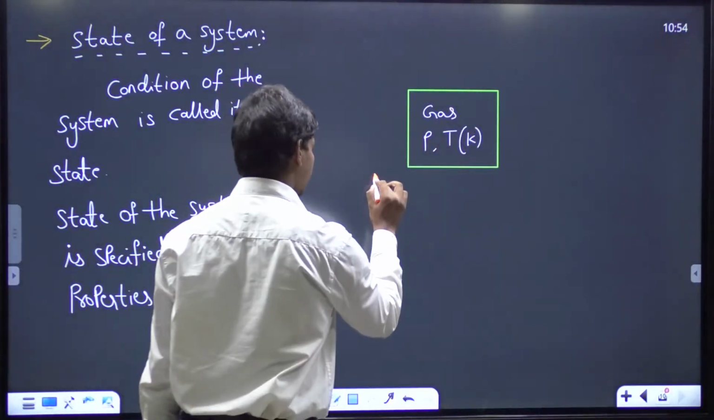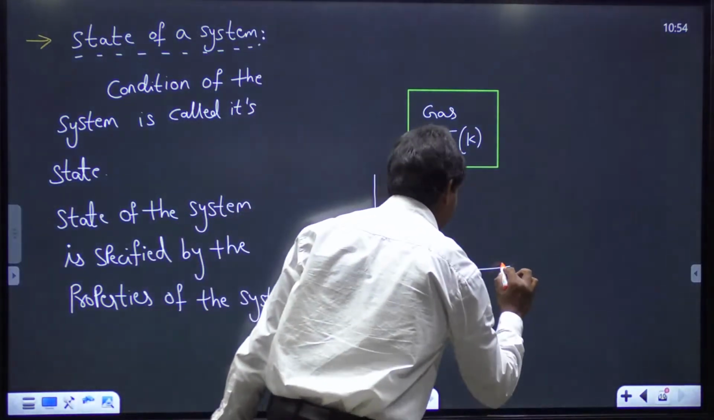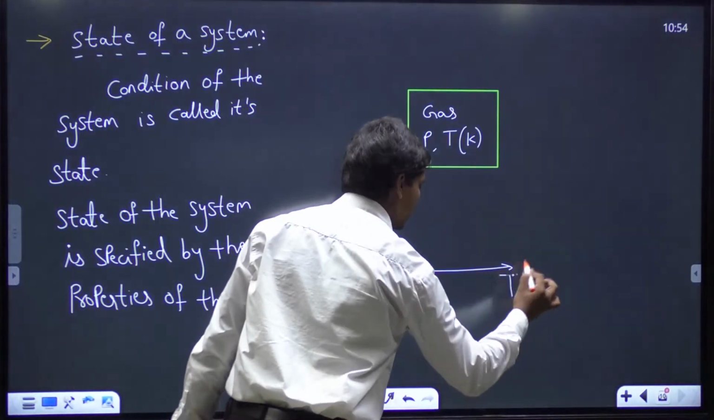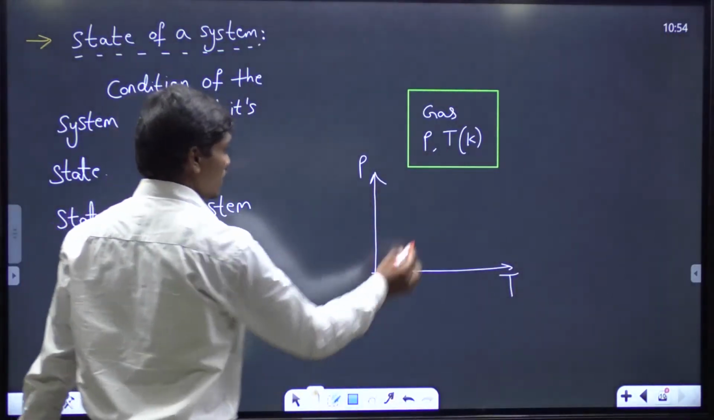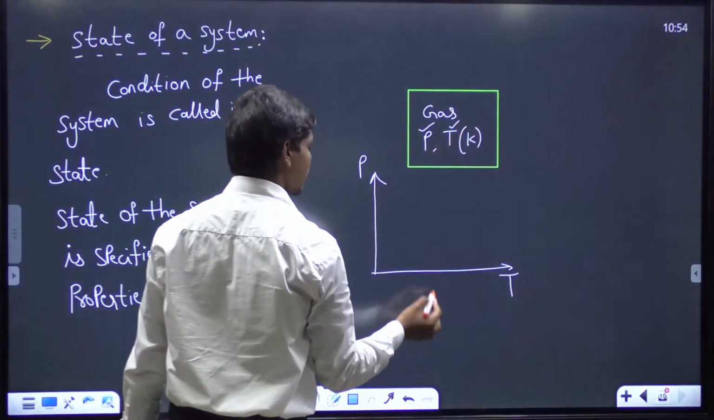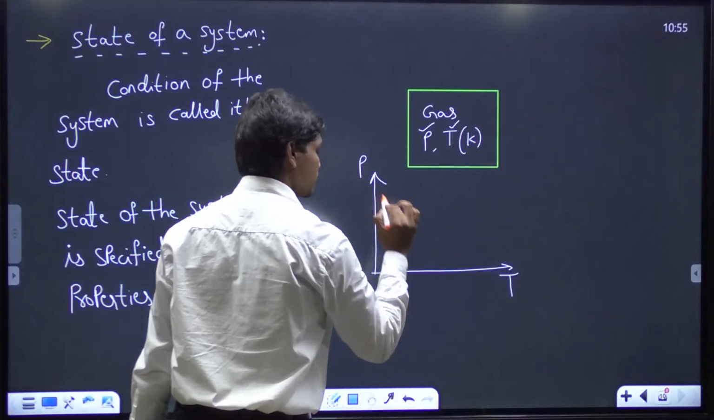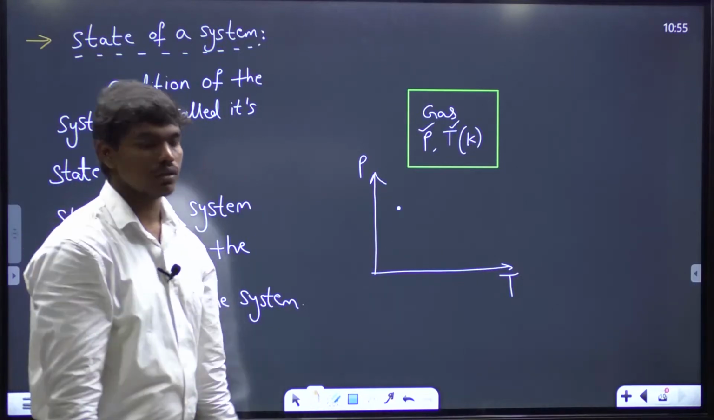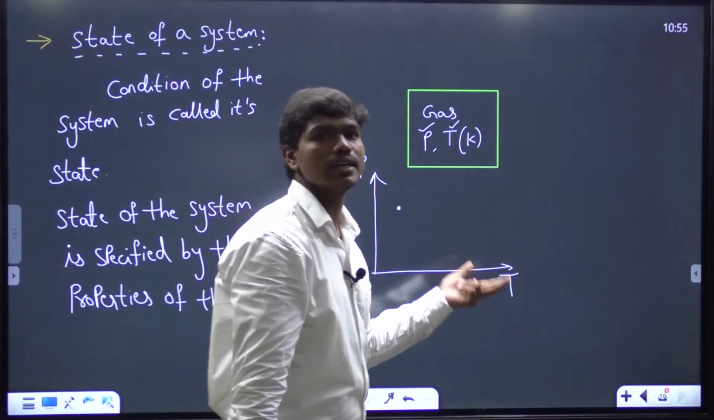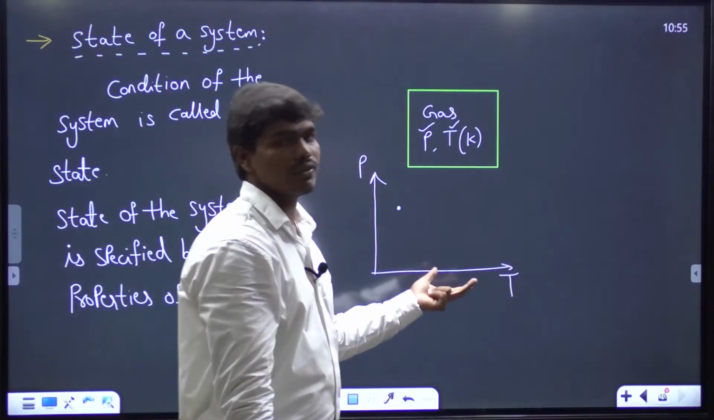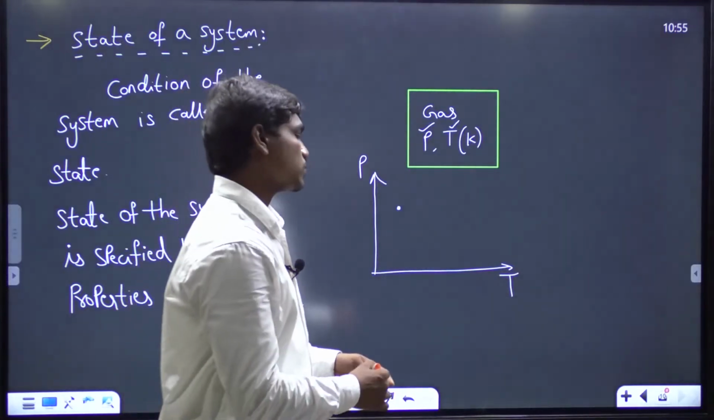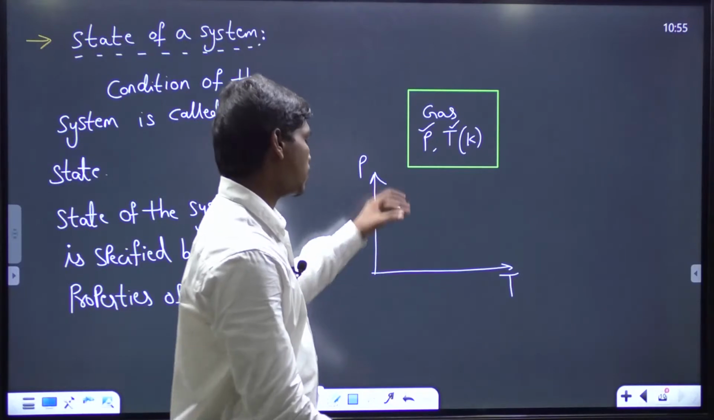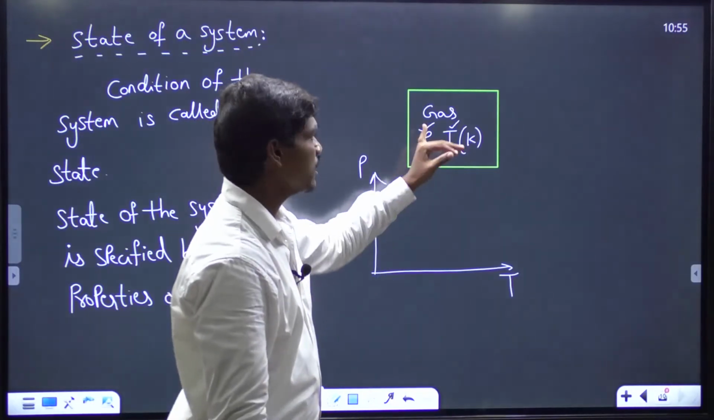So if you want to plot it on a P versus T axis, depending upon these values of P and T, you will plot the system as a point on some axis. It can be PT or PV or any other, but generally we involve TV, PT diagrams as well, and also T-entropy diagrams in the next cases. So this condition or state of a system is defined by its properties.